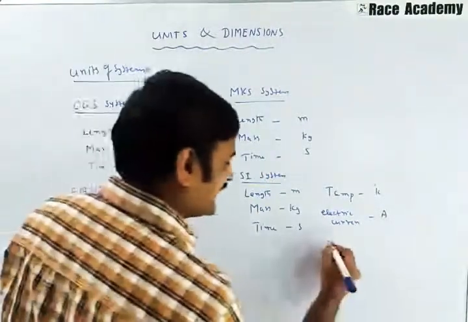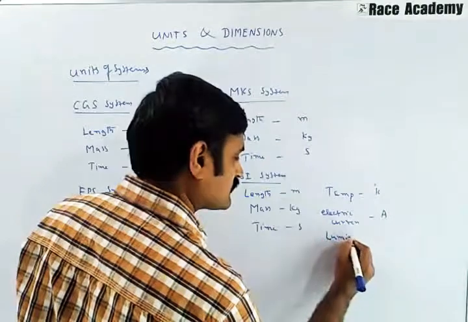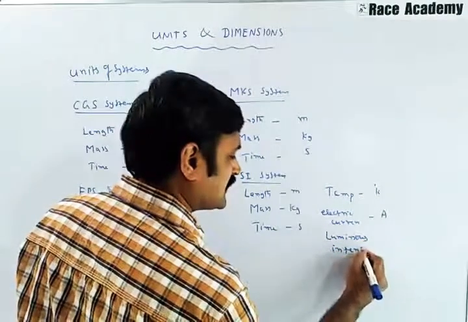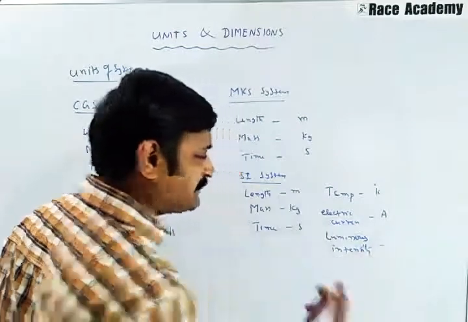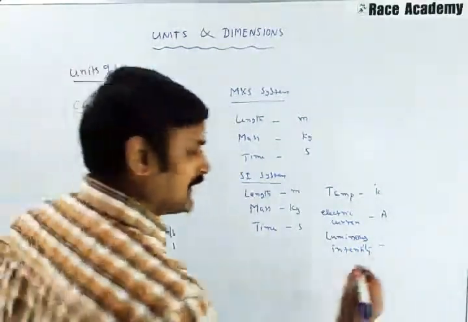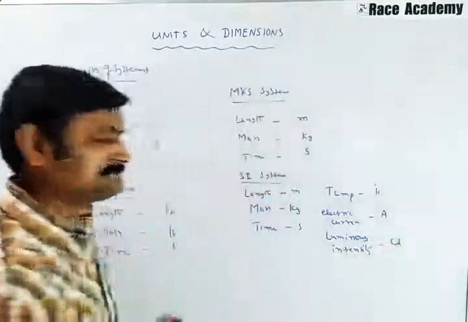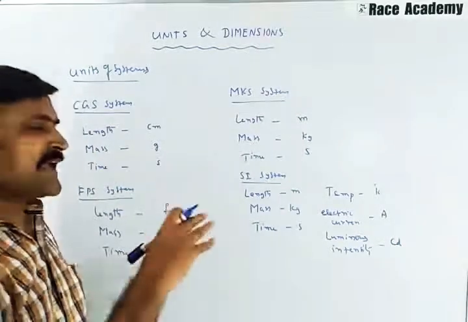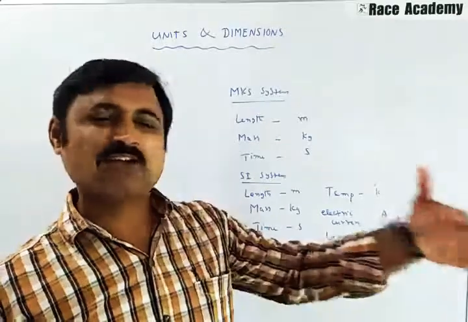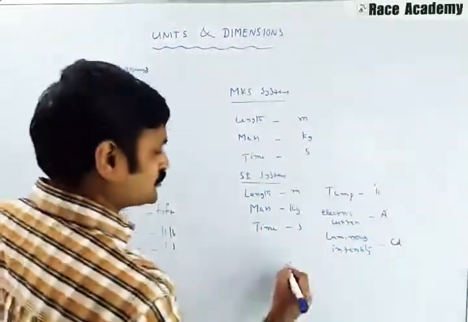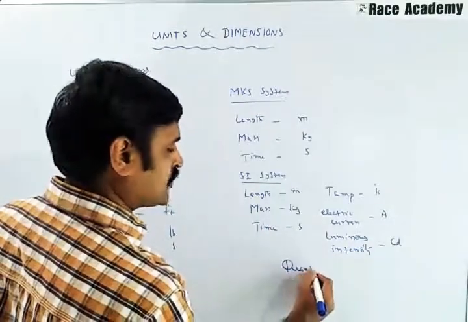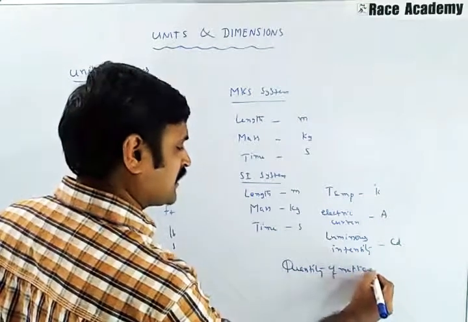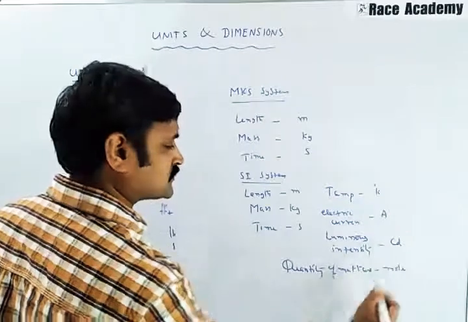Luminous intensity can be measured in candela, cd. And usually from a chemistry point of view, quantity of matter is measured in moles.